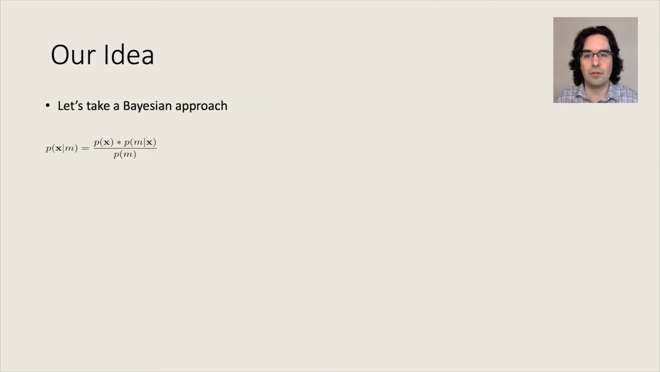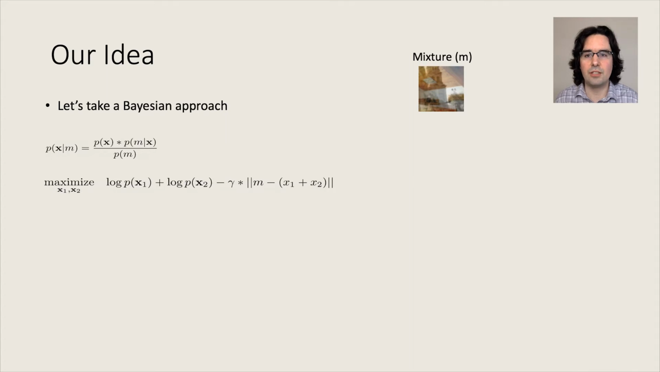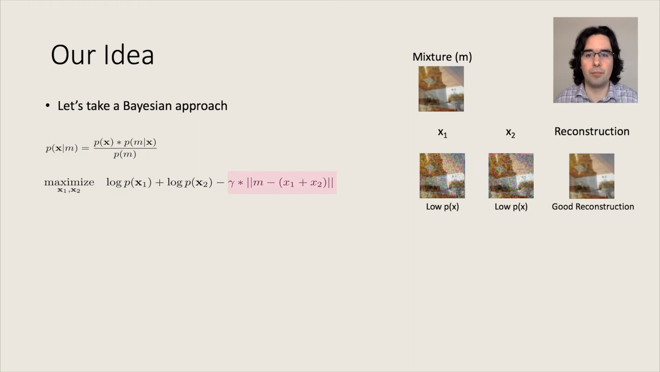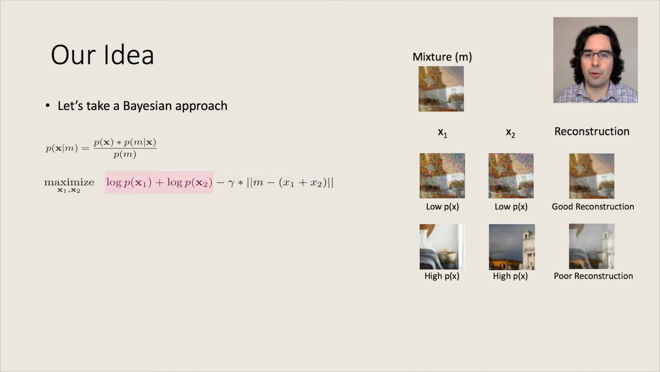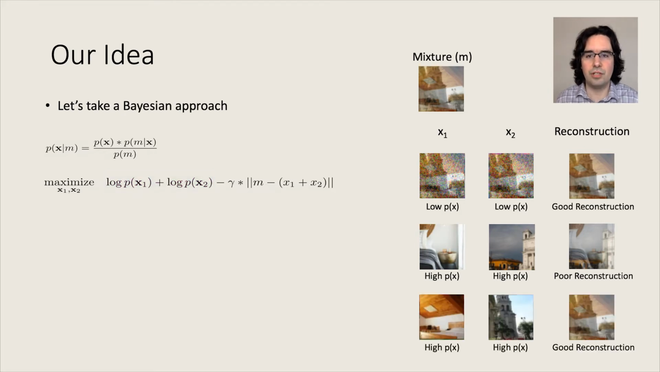Let's flesh this idea out. Given a mixture M of unknown components X, we can perform source separation by sampling from the posterior distribution over the components given the mixture. The posterior can be written in terms of a likelihood, P of M given X, and a prior, P of X. The likelihood term forces the components to sum to the given mixture, but doesn't constrain what the components look like. The prior forces the components to look realistic, but doesn't generate samples that add to the given mixture. Samples from the posterior reconstruct the mixture well and are likely under the prior.